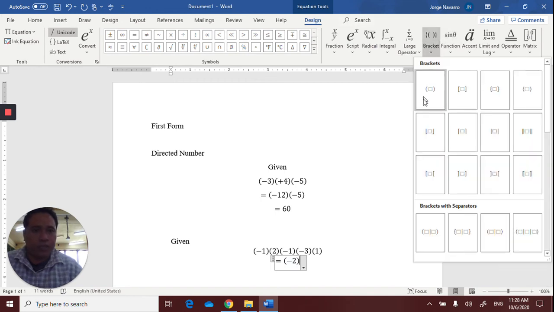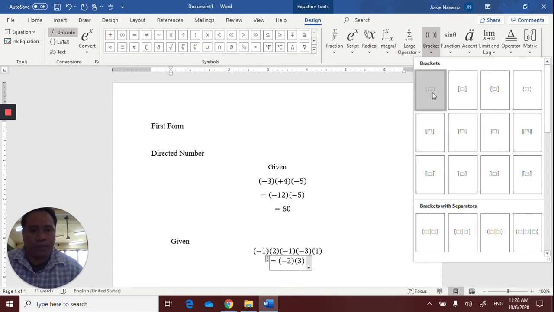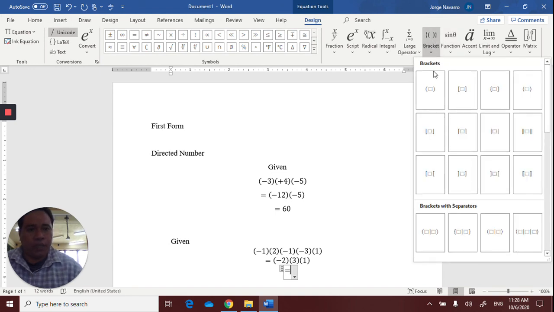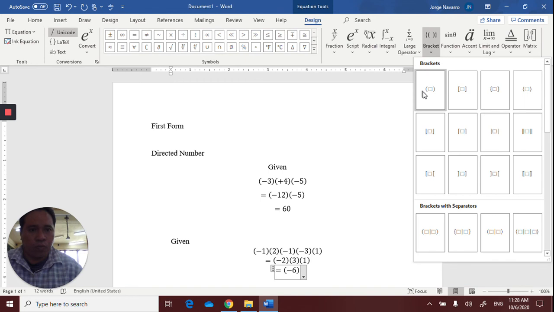Then we look at the second pair we have, which is a negative 1 times a negative 3. A negative times a negative is a positive, which will give me a positive 3. And then lastly, just bring down the 1. And we write it in there. So we're getting to where we want to be. So in our next line, equals, a negative times a positive is obviously a negative. So it will be a negative 6 times a positive 1.